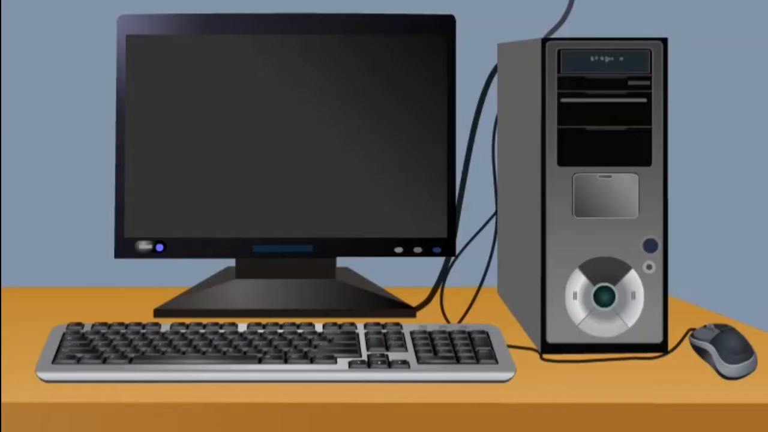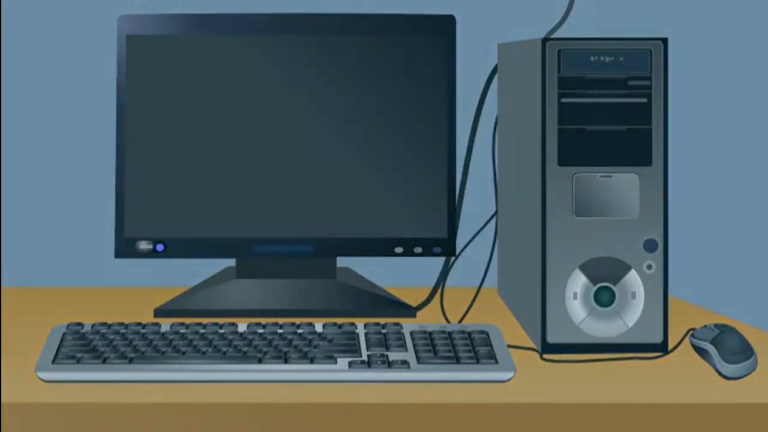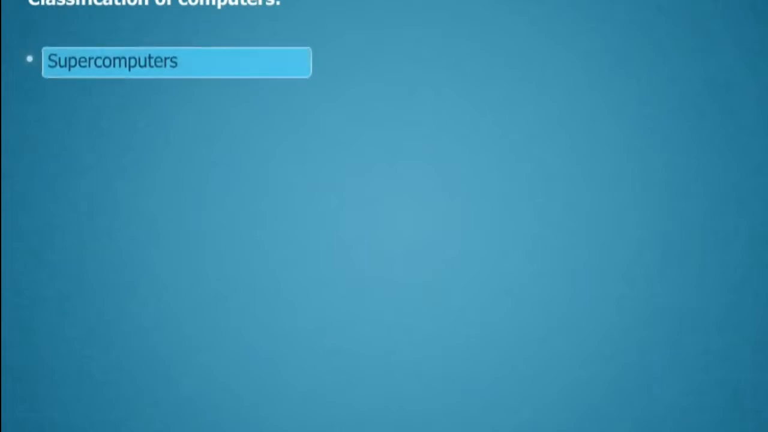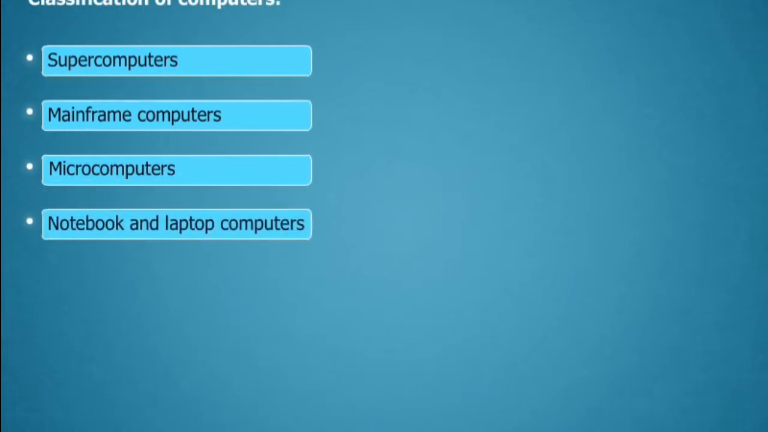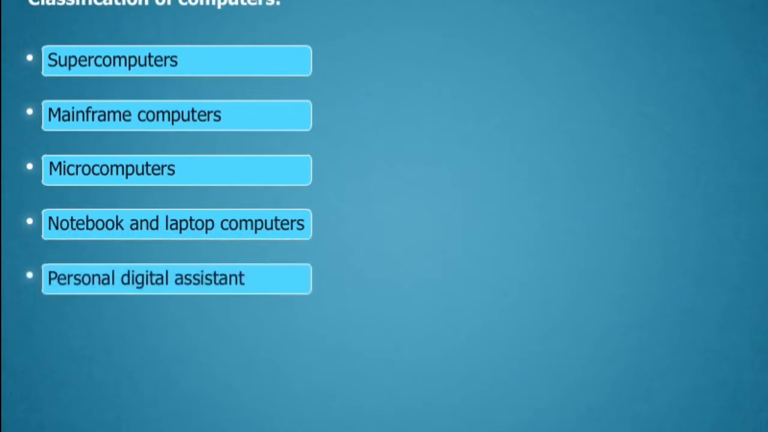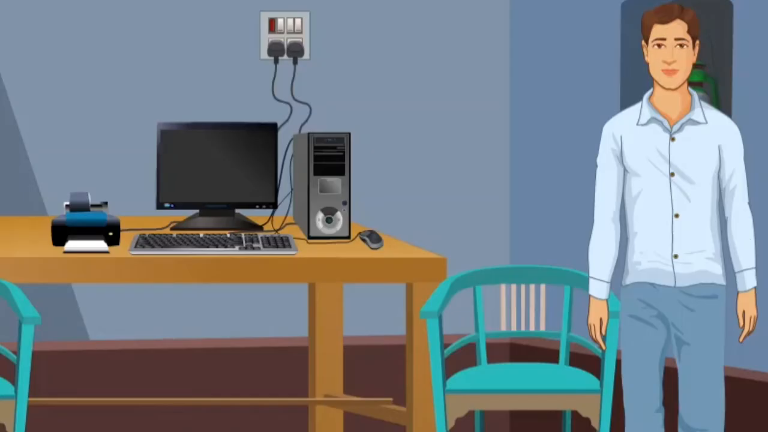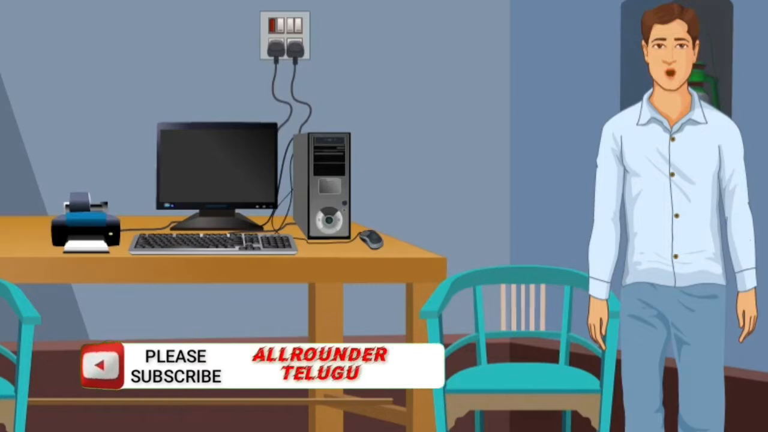On the basis of their size and performance, computers can be majorly classified as supercomputers, mainframe computers, microcomputers, notebook and laptop computers, personal digital assistant, and tablet. Click each type to know more about it. How a computer works. So, now we know what a computer is and what kind of computers are there to facilitate us in doing different tasks.